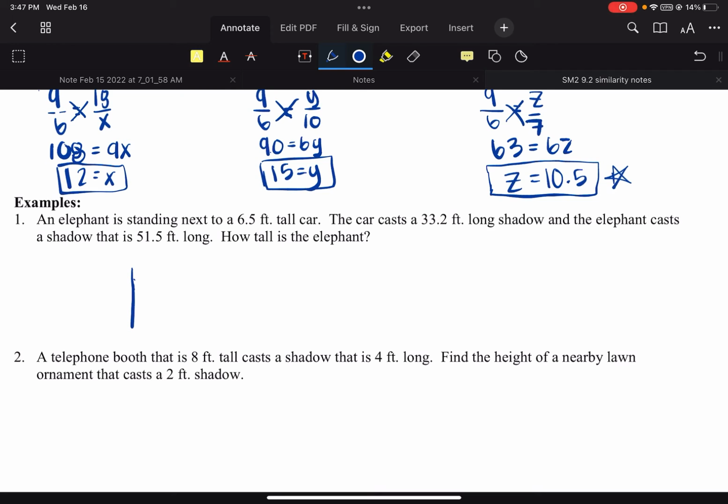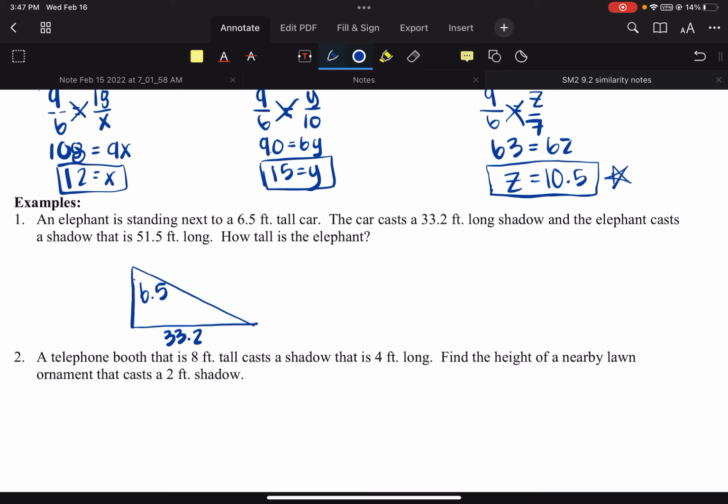Make it a little bigger. This is 6.5 feet. That's the car. And the car is casting a shadow that's 33.2 feet long. So let's make a triangle out of that. This shadow on the ground is 33.2 feet.